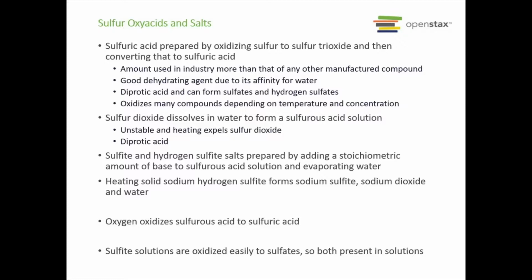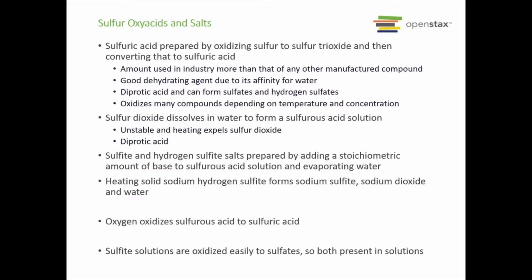Sulfur dioxide dissolves in water, and this will form a sulfurous acid solution. But this is very unstable, and the second you add some heat to it, the sulfur dioxide starts to leave. Sulfurous acid is also a diprotic acid, interestingly enough. And the sulfite and hydrogen sulfite salts themselves are prepared by adding a stoichiometric amount of base to sulfurous acid solution and then evaporating the water off. So kind of interesting that we can make these sulfite salts pretty similar to what we've done before.